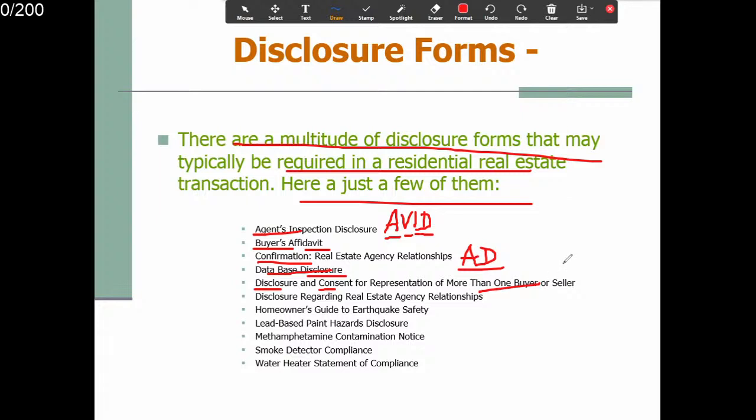OK, disclosure and consent of representative more than one buyer or seller。OK。因为你代表两方的话，等等，还是代表多方的话，你要宣布，这个也是宣布代表谁，OK，然后这个是地震、安全等等这个宣布，OK，这个含铅的油漆，lead base paint disclosure, and then this is drug if they have used a place for manufacturing amphetamine, okay, smoke detector compliance, carbon monoxide detector, water heater, etc. Okay, all of that.